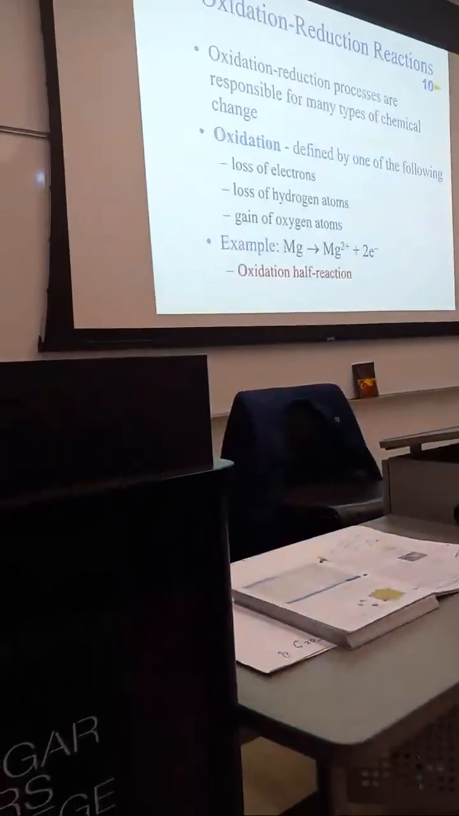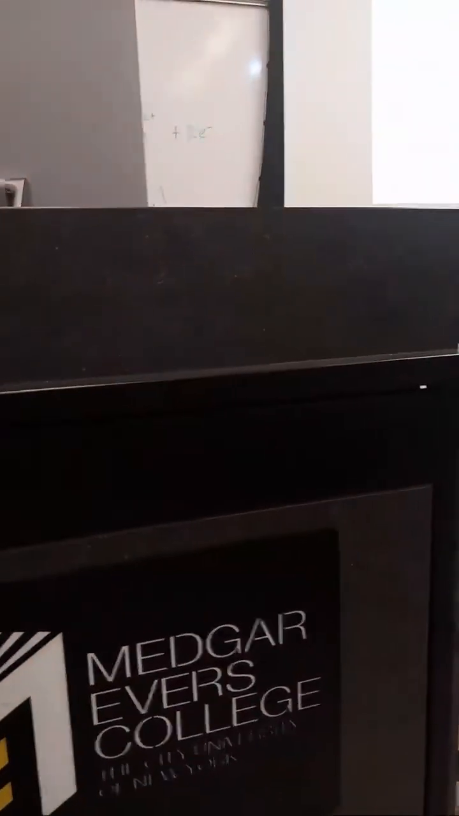So, Leo the lion says GER. Loss of electrons: it lost 2 electrons. It was oxidized. Okay? That's how we look at it. That's easy to figure out. Don't kill yourself. Look at the fact that it moved from a 0 oxidation state to a charged state. It had to lose electrons.